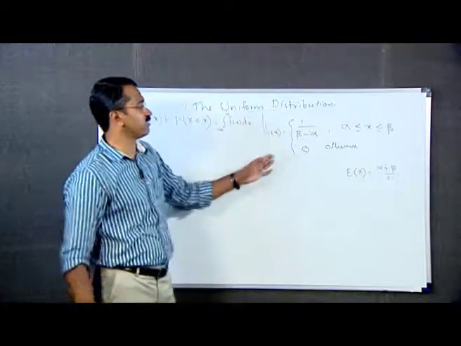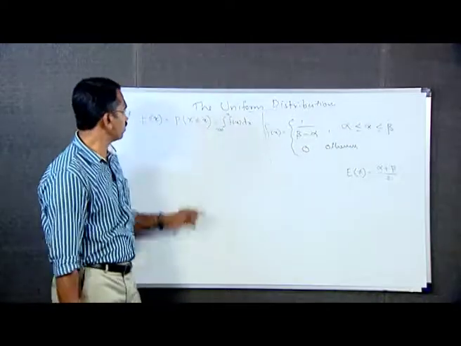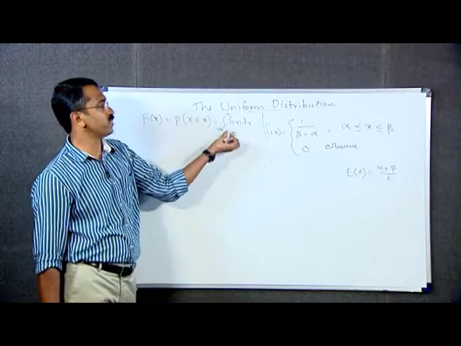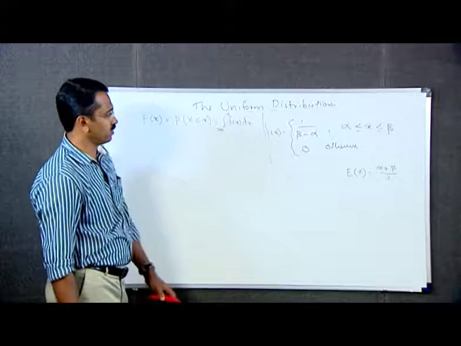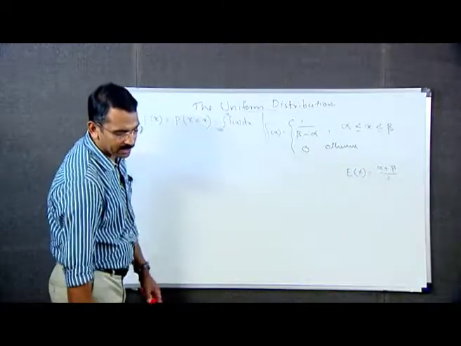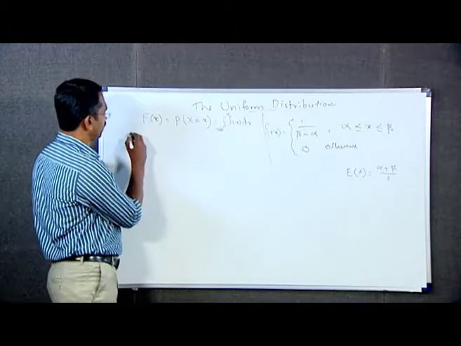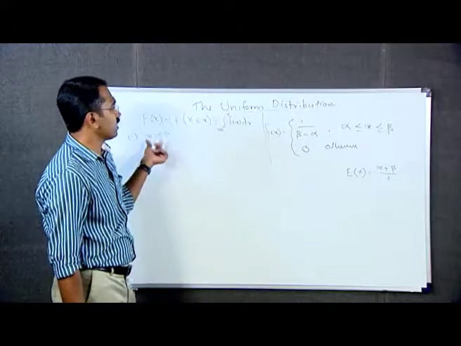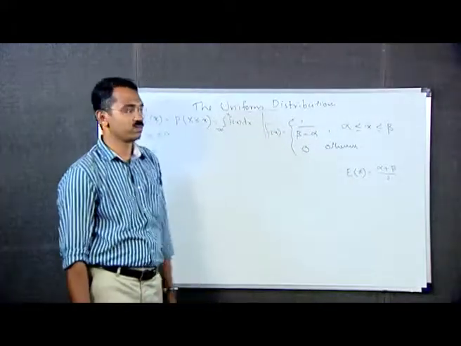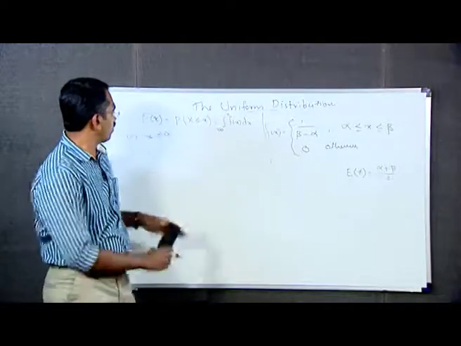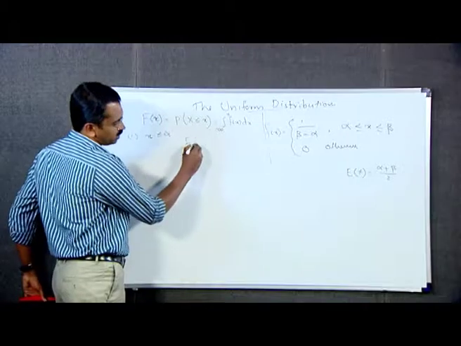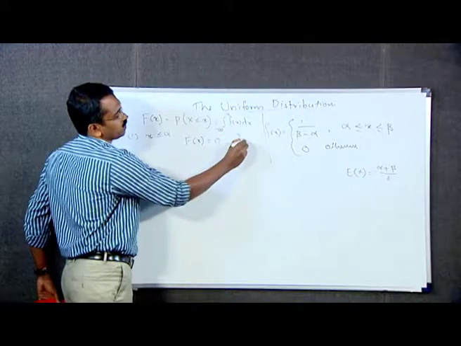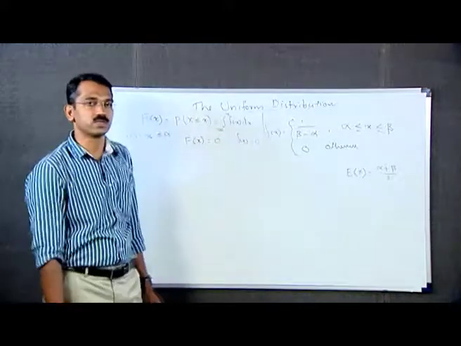Here the function is defined as a continuous function. Therefore, capital F of x, that is the distribution function, is the integral from minus infinity to x of f of x dx. We consider the case x less than or equal to alpha. First case is x less than or equal to alpha. In this case, the function is defined as 0. Therefore, capital F of x, that is the cumulative distribution function in this case, is 0 because the PDF is 0 in this case.